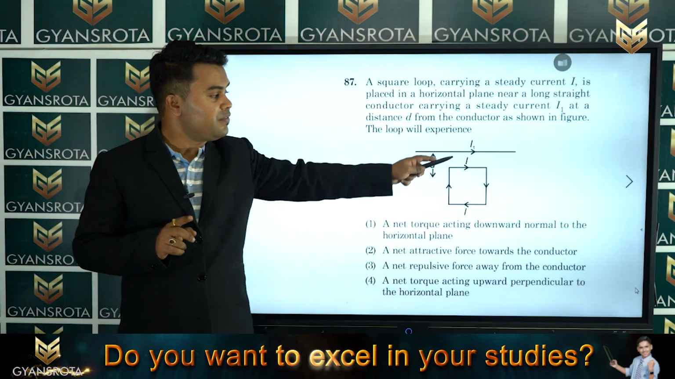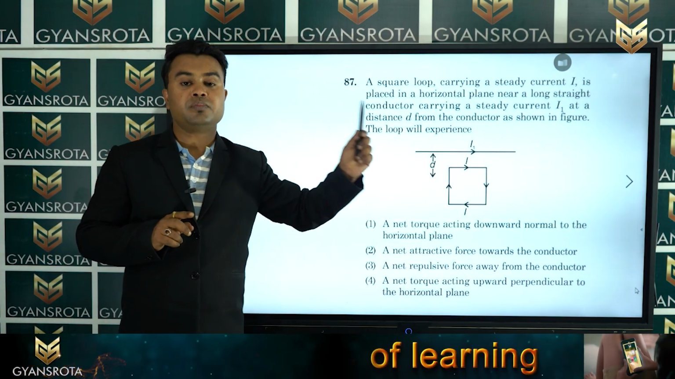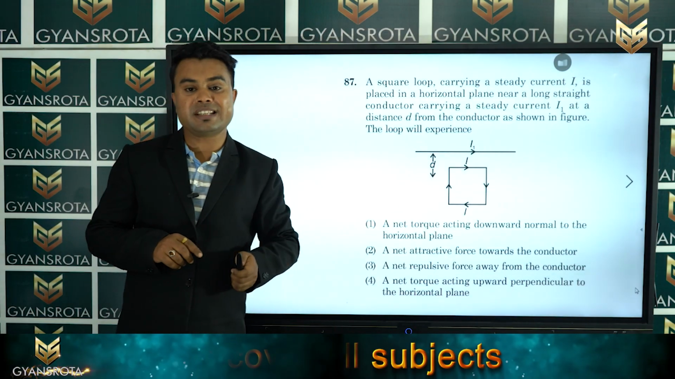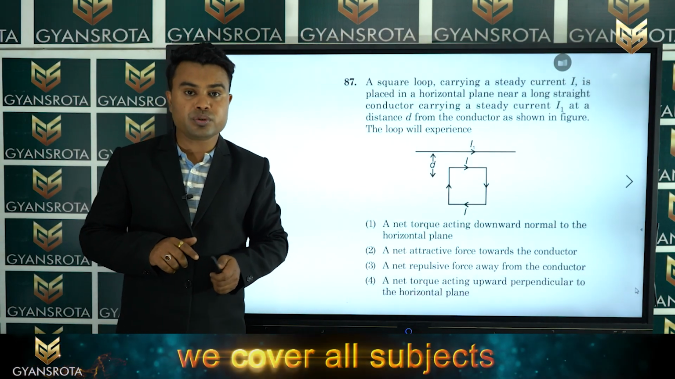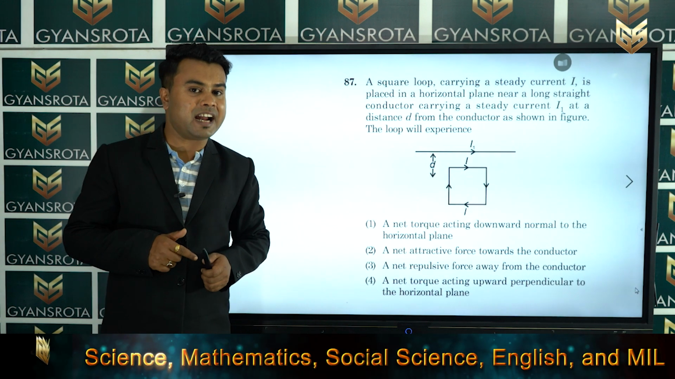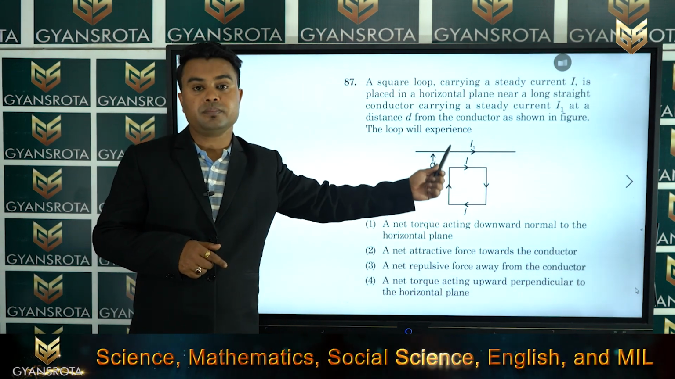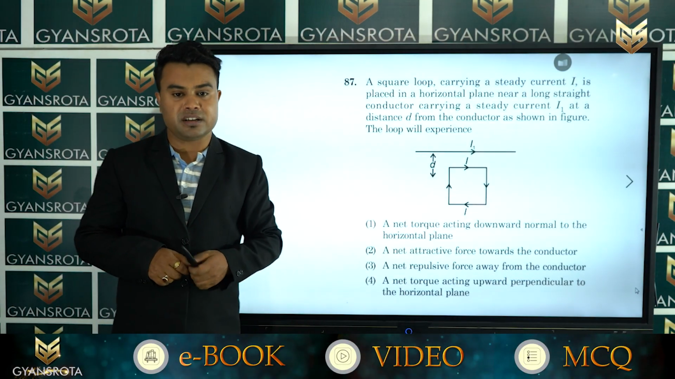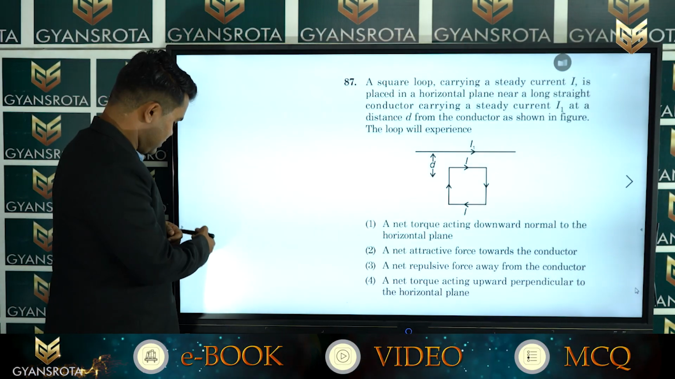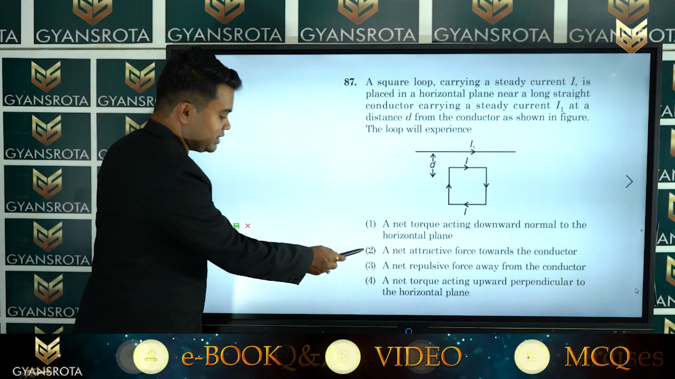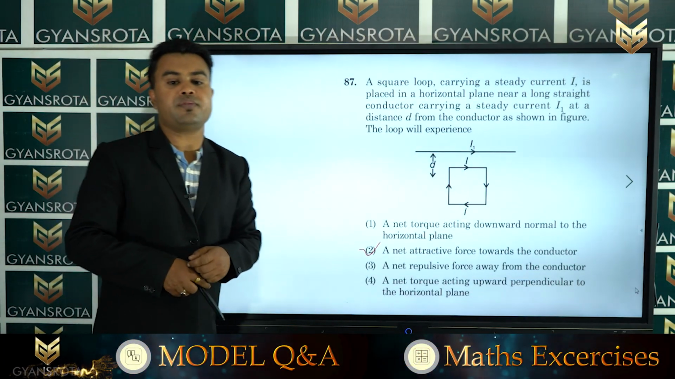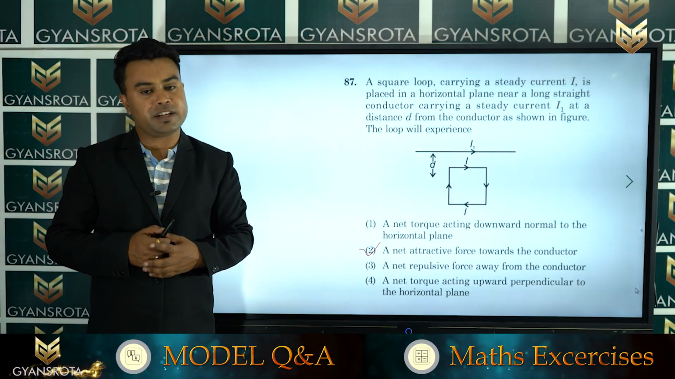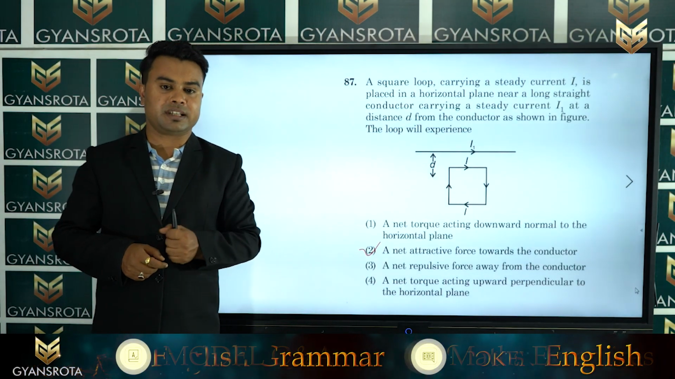A net attractive force towards the conductor? Yes, this can be. If you find out the force due to the parallel conductor, when both of them are moving in the same direction, if you use Fleming's rule, you will see that the two wires will have an attractive force towards each other. So, option 2 is correct for the time being. Now, let us see the other options. A repulsive force? No. A net torque acting upward perpendicular to the horizontal plane? No. So, option number 2 is the correct answer.